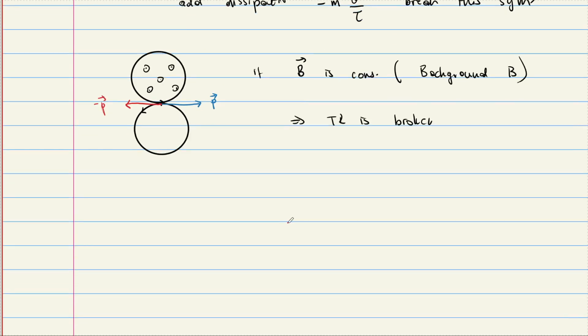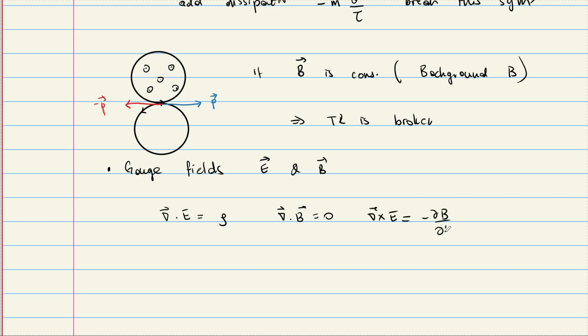So let's think about gauge fields in general, E and B. Of course, we deduce their behavior under symmetry operations from their equations of motion, which are the Maxwell equations. We have del dot E is equal to rho. There is epsilon 0, or depending on the choice, there's a 4 pi here, but I'm not going to write those. Del dot B is 0. Del cross E is equal to minus partial B partial t.